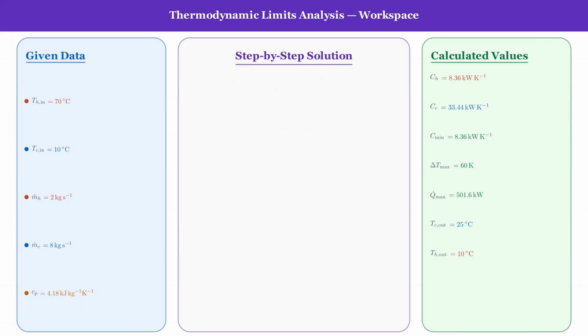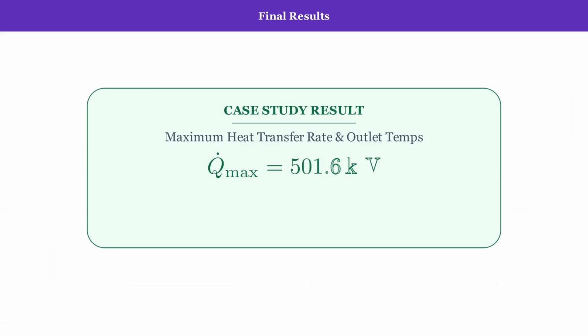The solution is complete. Let us consolidate what the analysis has produced. Maximum heat transfer rate and outlet temperatures. Q dot max equals 501.6 kilowatts. Tc out equals 25 degrees Celsius. Th out equals 10 degrees Celsius. These three numbers together tell a complete physical story. The hot stream enters at 70 degrees and exits at 10. It has been cooled all the way to the inlet temperature of the cold stream, surrendering every degree of thermal potential it possessed. The cold stream enters at 10 and exits at 25.